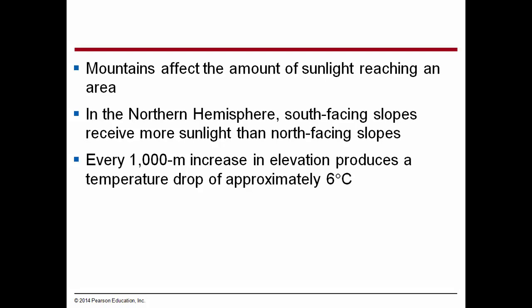Mountains affect the amount of sunlight reaching an area. In the northern hemisphere, south-facing slopes receive more sunlight than north-facing slopes. Every 1,000 meter increase in elevation produces a temperature drop of approximately 6 degrees Celsius. So topography has a great deal to do with climate.